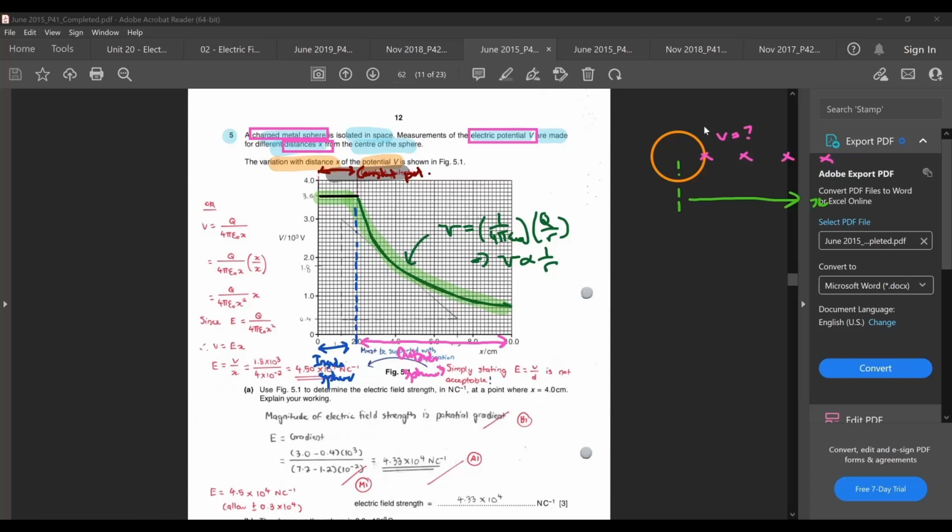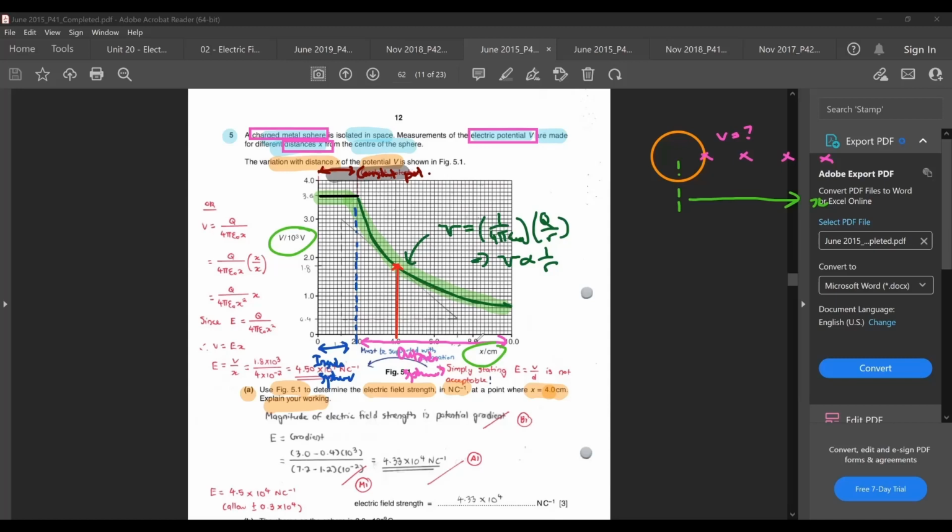Then in part A, use your figure to determine the electric field strength in newton per coulomb at the point where x is 4 centimeter, and explain your working. So now they are asking you to determine the electric field strength at 4 centimeter, which is at this point here. This is the point that you're interested in. At 4 centimeter, what's the electric field strength here? But you see, you have a graph of potential versus distance, not electric field strength versus distance. So how do you relate potential with field strength?